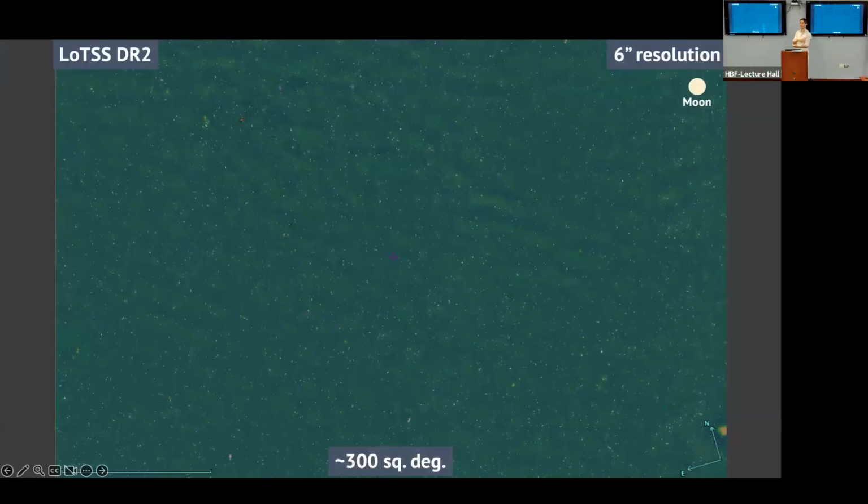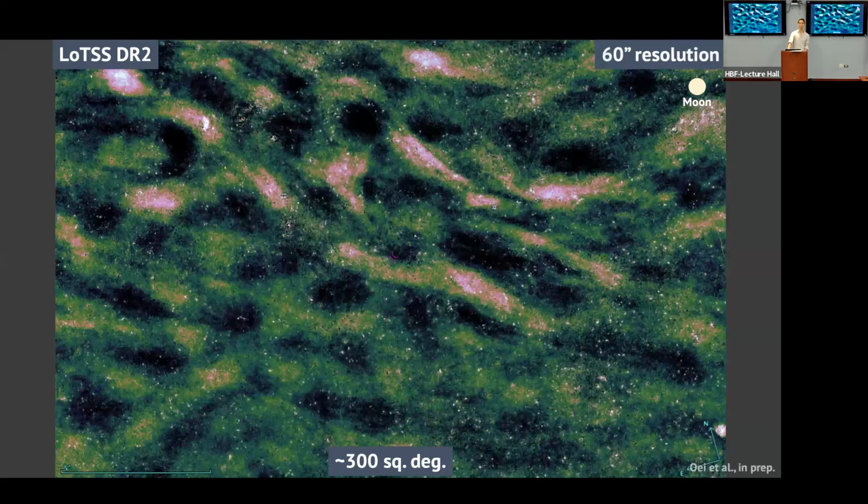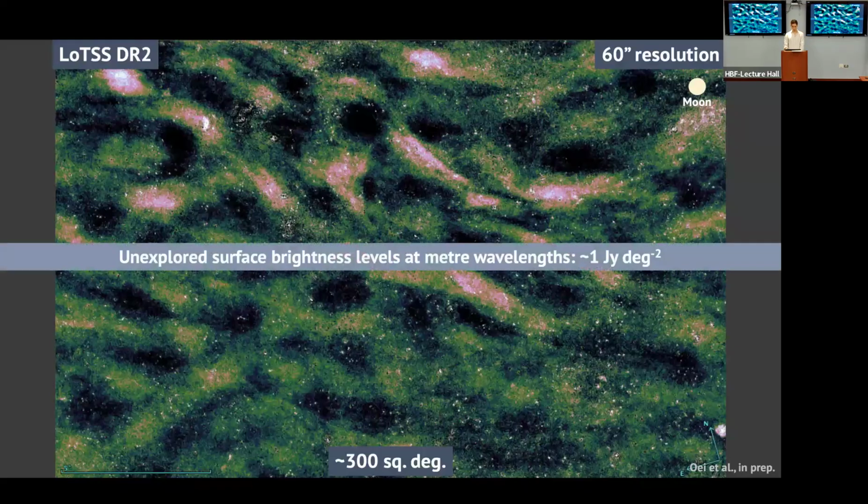So one trick to find these larger jets, this is a look at the LOFAR survey, is to trade resolution for sensitivity. What we did here is we took out all the sources that we can see at 6 arcsecond resolution, and then re-imaged our survey at a lower resolution. And then you see something like this, and you see patterns that you can't see at the higher resolution. One of the things that you see if you do this is these hidden lobes of megaparsec scale jets.